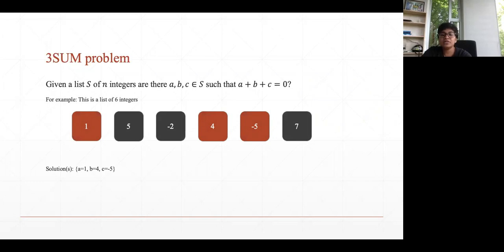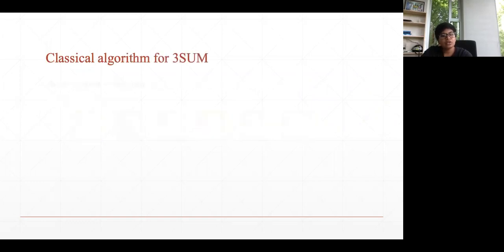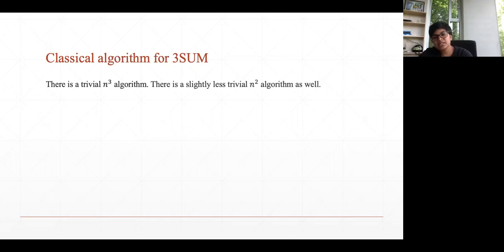Now, what is the complexity of the 3SUM problem in the classical setting? There is a trivial n-cube algorithm, right? Because you have n-cube triples, you just go over all these triples and find out if any of them add up to zero. But there's a slightly less trivial n-square algorithm as well, and I will discuss that.